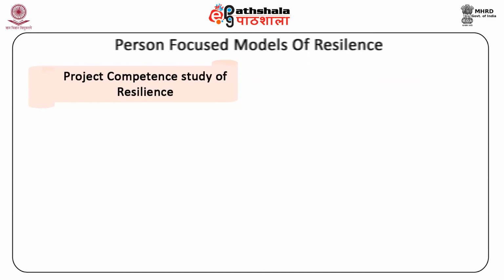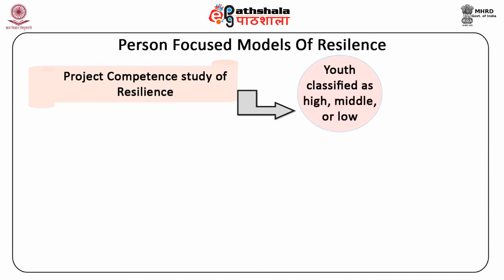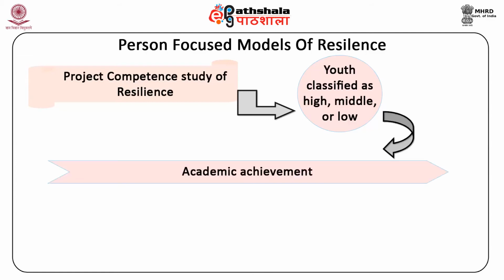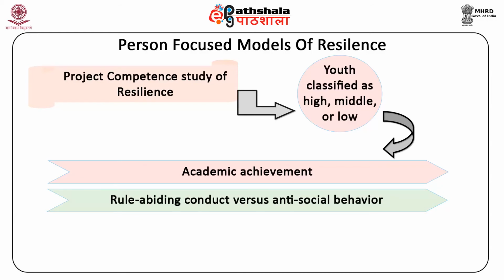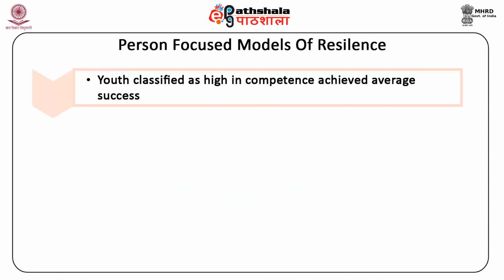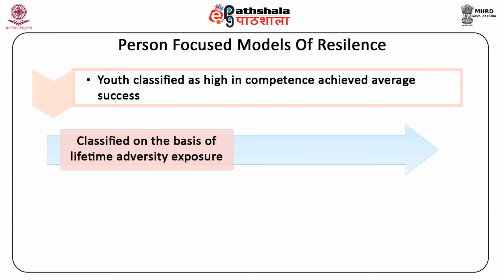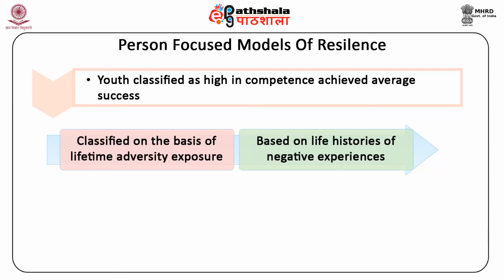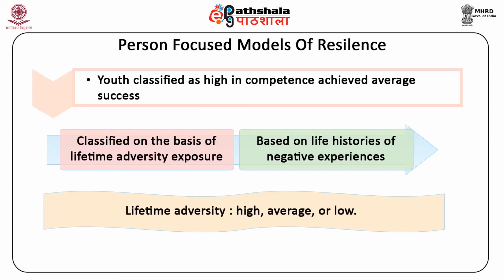In the Project Competence Study of Resilience, youth from a normative urban sample were classified as high, middle or low on competence. This was done on the basis of success on three main developmental tasks for their age group: academic achievement, rule-abiding conduct versus antisocial behavior, and social competence with peers. Youth classified as high in competence had achieved at least average success on all three developmental tasks. They also were classified on the basis of lifetime adversity exposure based on life histories of negative experiences out of their control. Lifetime adversity was rated as high, average, or low.